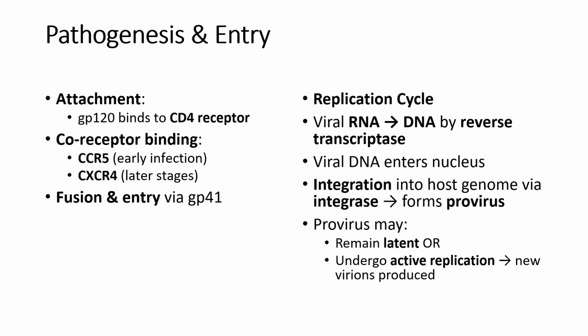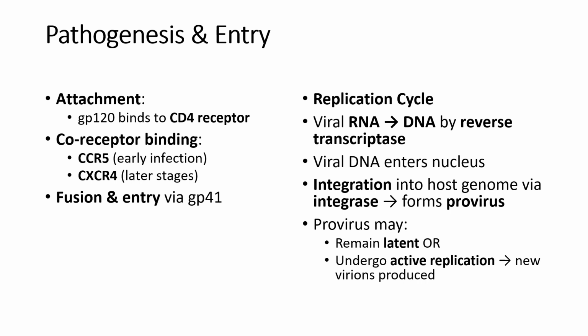Coming to pathogenesis and entry of this HIV virus, it attaches to our cells via the CD4 receptor. The GP120 on the virus attaches to CD4 receptors. This process requires co-receptors like CCR5 in early infection, whereas CXCR4 in later infections. After this attachment, the fusion and entry of the virus into the cell is by GP41.